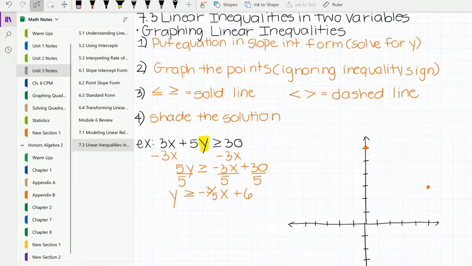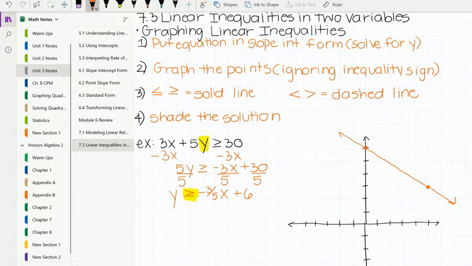So we did that. Next thing is, what type of line is this? Based on the inequality sign, because it is greater than or equal to, because of that equal to part, we will make this a solid line. So you're going to go ahead and graph this. It is a solid line.